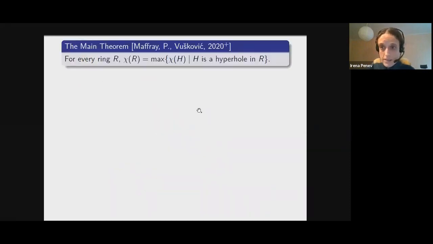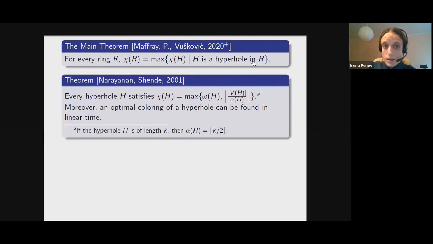So now this is the main result on which our coloring algorithm depends. It turns out that for every ring, the chromatic number of the ring is equal to the maximum chromatic number of a hyperhole in that ring. Why is this nice? Because there's a nice formula for the chromatic number of a hyperhole. That's not due to us, that's due to these two people, and it is this. For a hyperhole, its chromatic number is the maximum of its clique number and the number of vertices divided by the stability number.